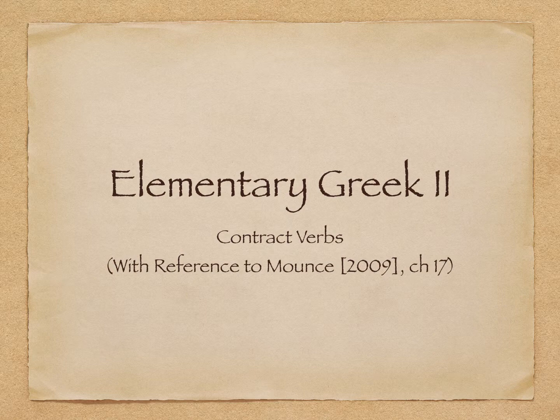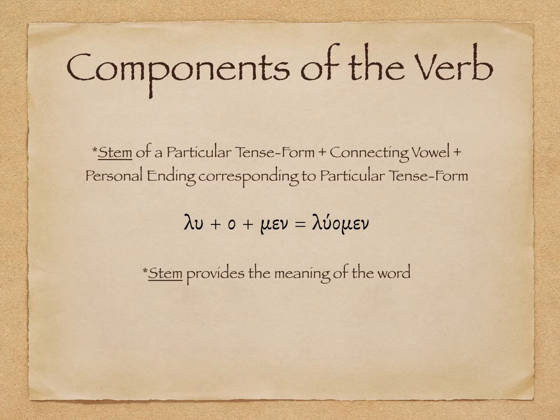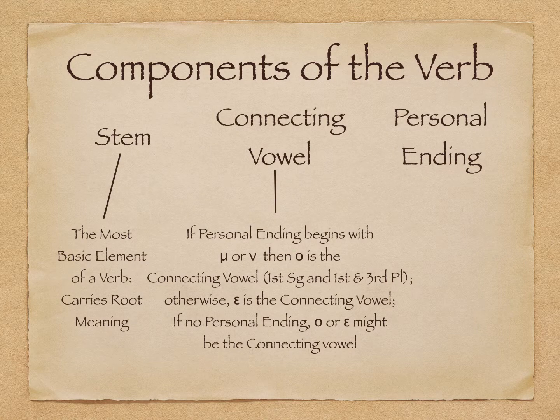So let's begin by reviewing. You've seen this slide before. There are three components to the Greek verb: the stem, and that carries the meaning, the connecting vowel, and the personal ending that corresponds to that tense form. Still reviewing: the stem, the most basic element, and then the connecting vowel. Remember, the connecting vowel is omicron if the stem ending is mu or nu, or there is no personal ending. Otherwise, it's epsilon.